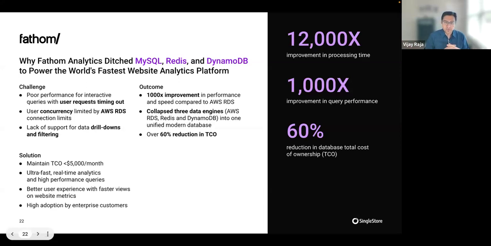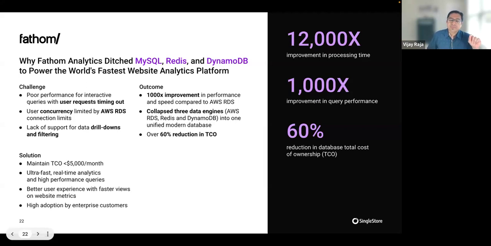What Fathom ended up doing was moving from MySQL to SingleStore, and they instantly started seeing results. Some queries were 1,000 times faster, not 1,000%, 1,000x faster. And Jack says that for some of his customers, it was 12,000 times faster. People don't even believe it, but it was 20 minutes plus of processing time reduced to just 100 milliseconds. So it was a staggering improvement that a lot of their customers saw.